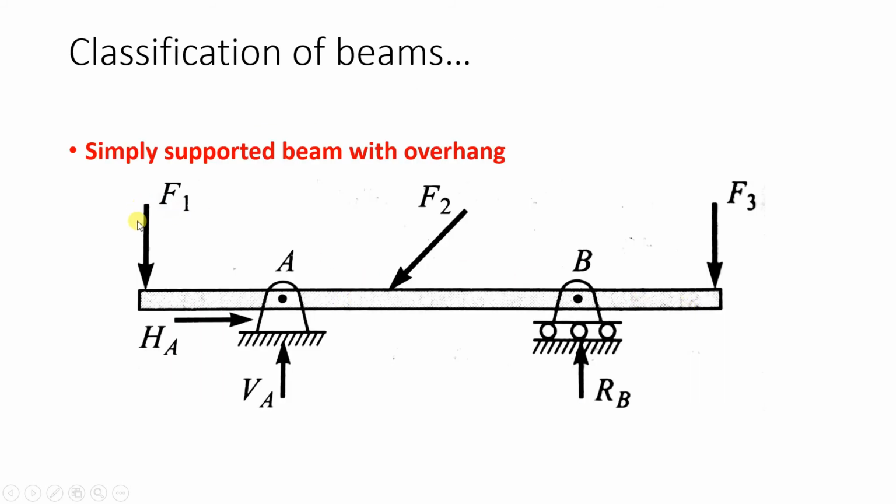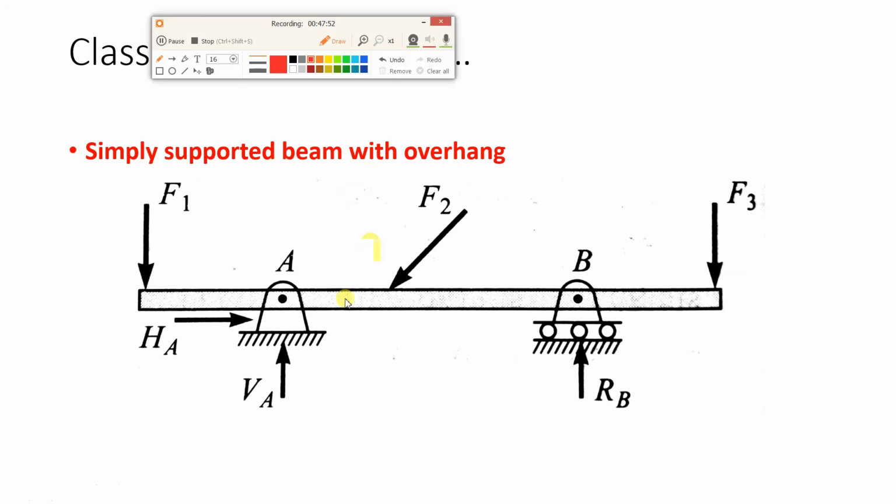Okay, next type is called simply supported beam with overhang. Now what is a simply supported beam? One side we have a hinge. So here you can see at point A we have HA and VA, at point B we have a roller support. But since this is an overhang beam, you can see the beam is extending beyond point A, and here the beam is extending beyond point B. That is why this is called simply supported beam with overhang. What is the overhang over here? This part of the beam is the overhang.